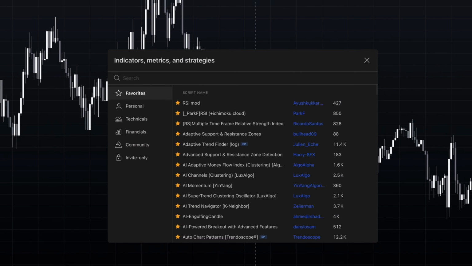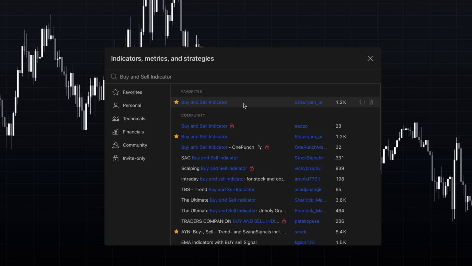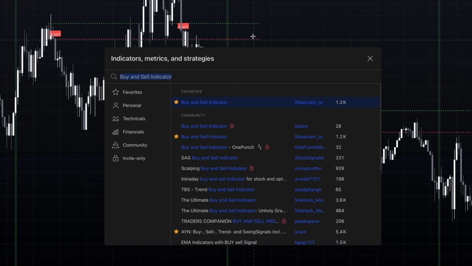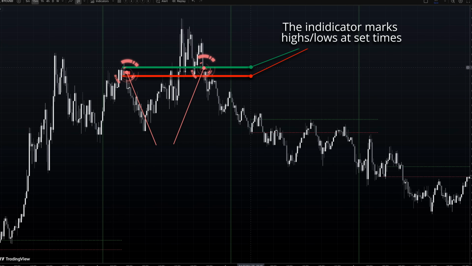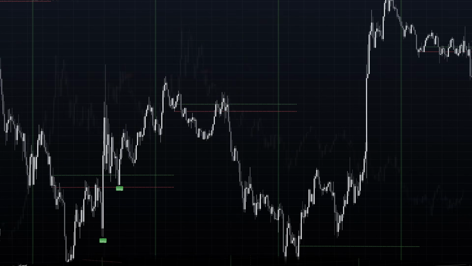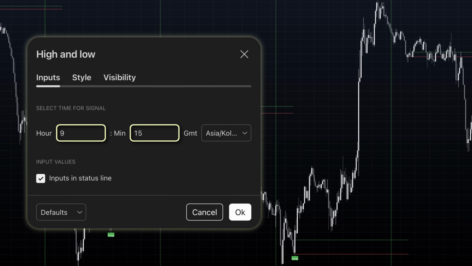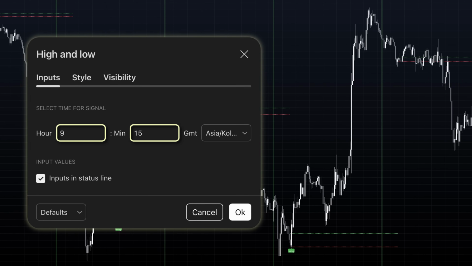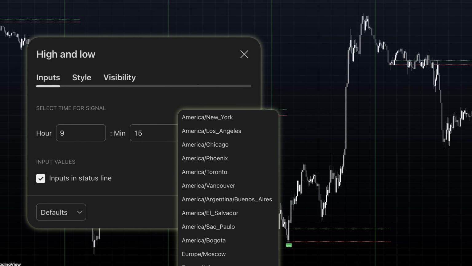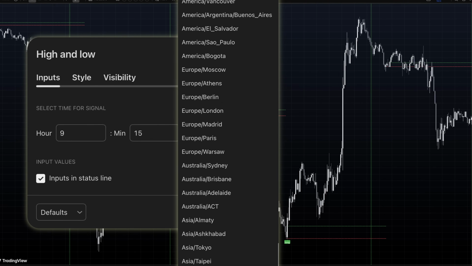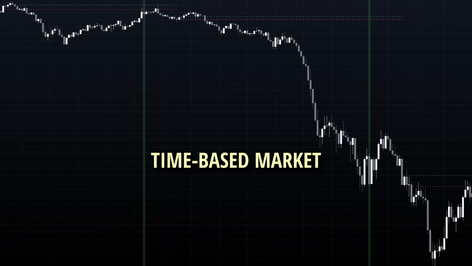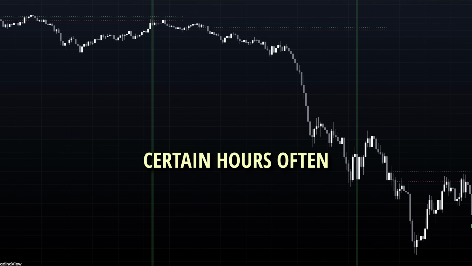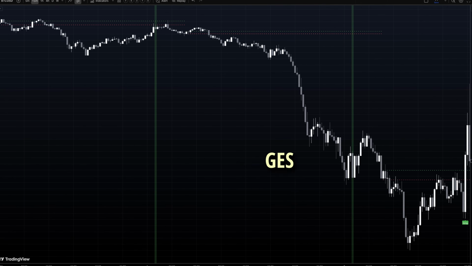Buy and sell indicator created by Shariam Or offers a time-based trading system that identifies high and low price levels at specific user-defined times, then uses these levels to generate trading signals when price later crosses them. The indicator allows traders to select a specific hour and minute when price levels will be captured, with comprehensive time zone support covering major global trading centers. This approach takes advantage of time-based market behavior, where certain hours often establish significant daily ranges.